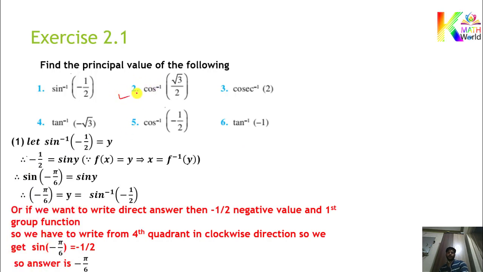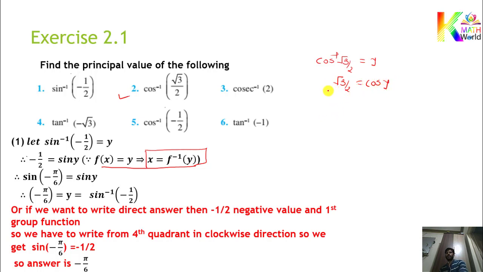Okay, now see the second question, cos inverse root 3 by 2. In the same way we can calculate this one. Suppose we consider it as y. This is our definition: if fx equals y, then x equals f inverse y. So the inverse format portion is given, and f inverse on this side is converted to f. So we can write fx equals y, and here root 3 by 2 equals cos y.